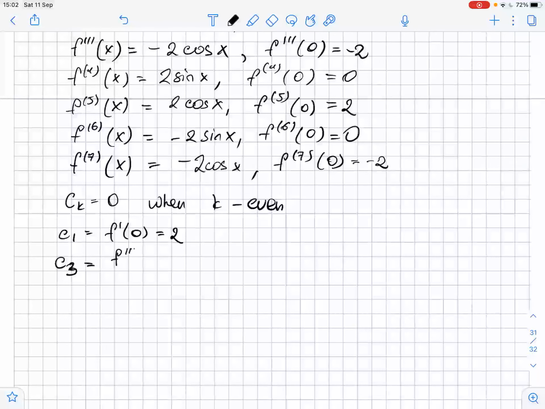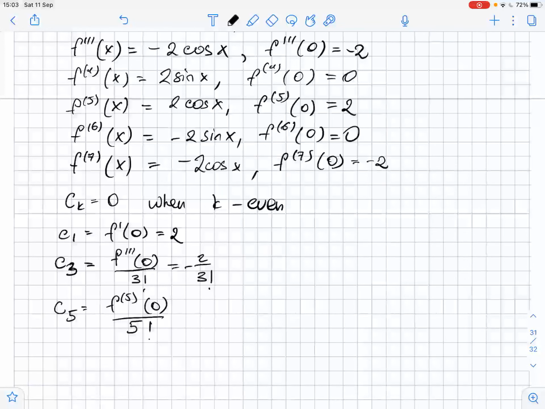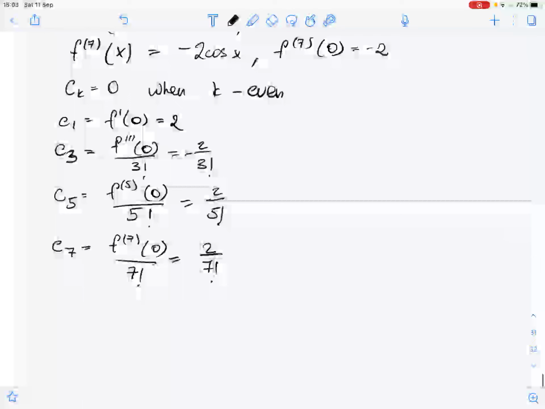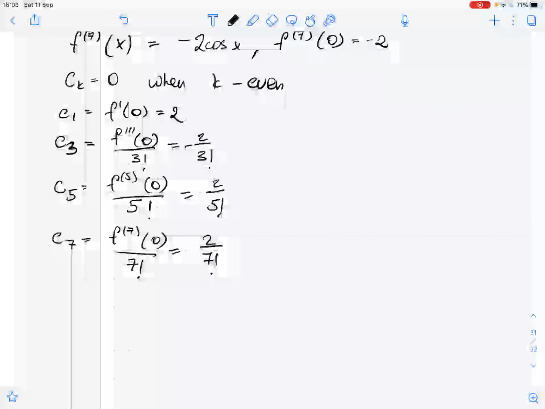c3 equals the third order derivative of f at 0 over 3 factorial, so it's -2 over 3 factorial. c5 equals the fifth order derivative at 0 over 5 factorial, so it equals 2 over 5 factorial, and c7 equals the seventh order derivative of f at 0 over 7 factorial, so it equals -2 over 7 factorial.